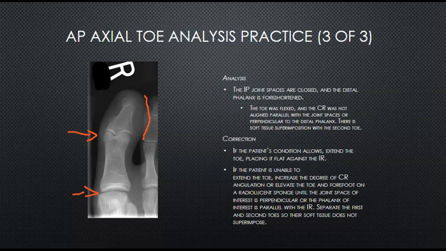In order to correct this projection, we need to angle our central ray to that 10 to 15 degrees, try to separate the distal phalanxes, and also make sure that the foot is flat against the IR to free it up of superimposition and of any rotation.